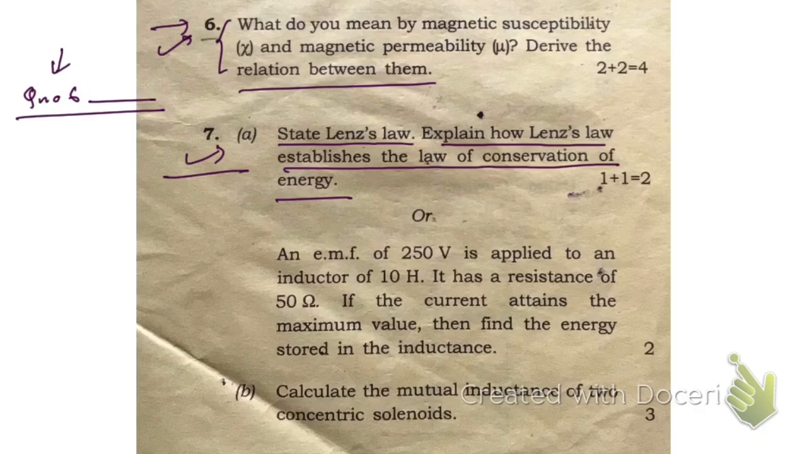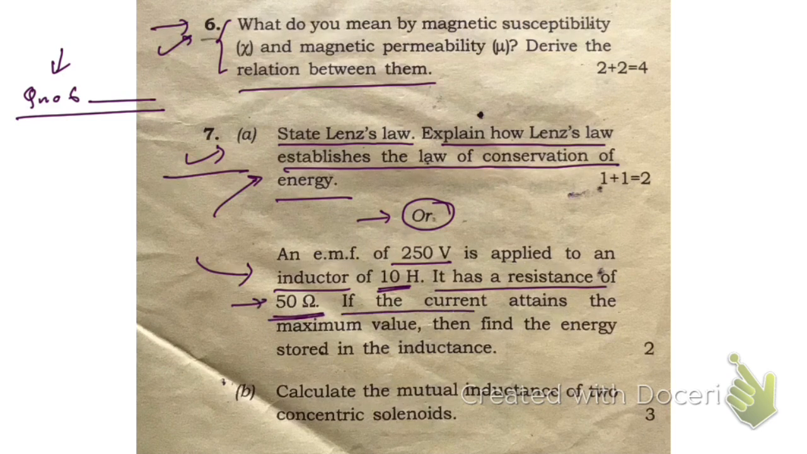What is the next question here? There is one more question, 7a, where either you have to answer the previous one or solve this. So how to solve this problem? An EMF of 250 volt is applied to an inductor of 10 Henry. It has a resistance of 50 ohm. If the current attains the maximum value, then find the energy stored in the inductance.